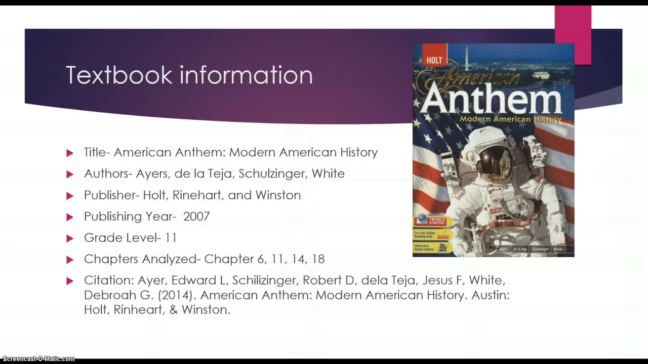My textbook was American Anthem, Modern American History, and the authors were Ayers, De La Teja, Schusslinger, and White. The publisher was Holt, Reinhardt, and Winston, published in 2007. The grade level this textbook is projected for is 11th grade, and I analyzed chapters 6, 11, 14, and 18. These chapters correlated with the diversity questions that I was aiming to answer. And the citation is listed as follows.